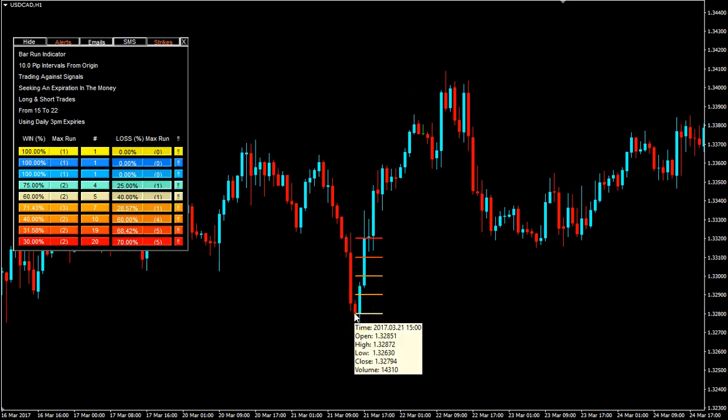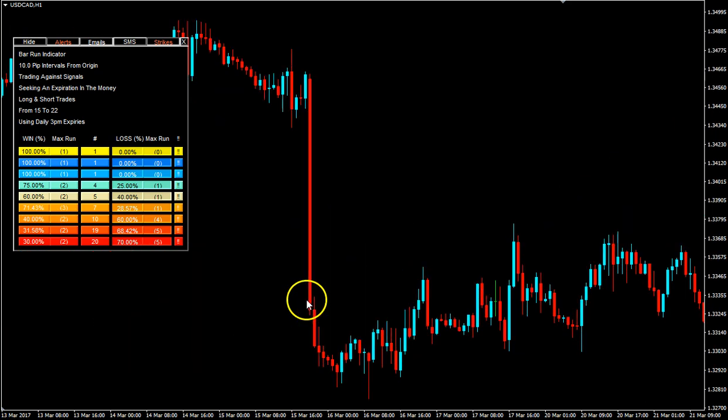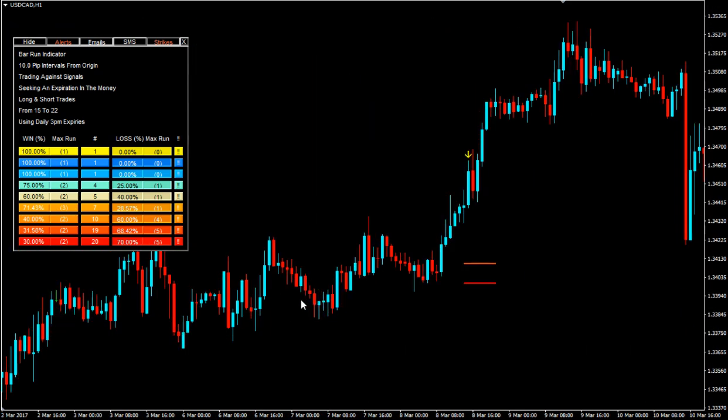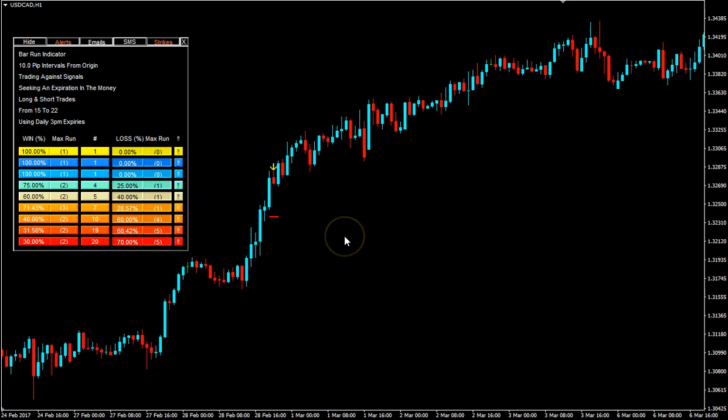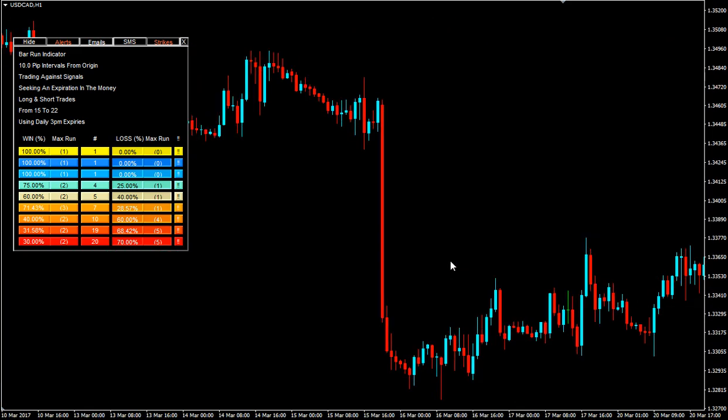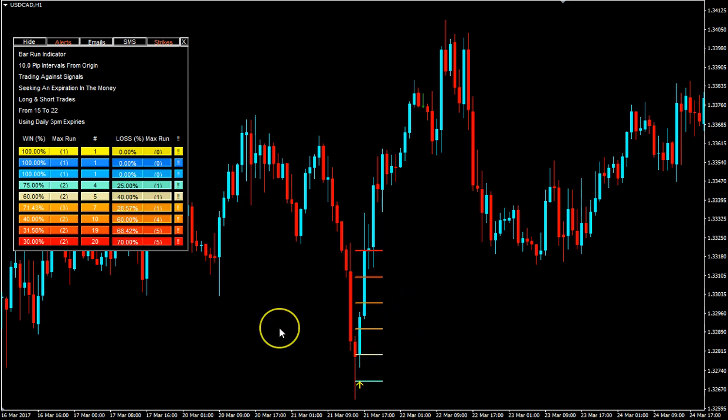Okay, if I'm looking at this one right here, this one printed right here. So I know that the previous 2 ATM signals were losses. Let's go look. There's a loss right there, and there is a loss right there. So the previous 2 were losses. So I know that if it prints, the previous 2 were losses.